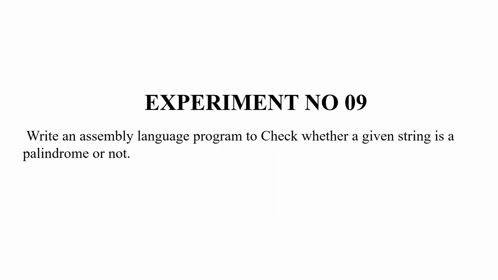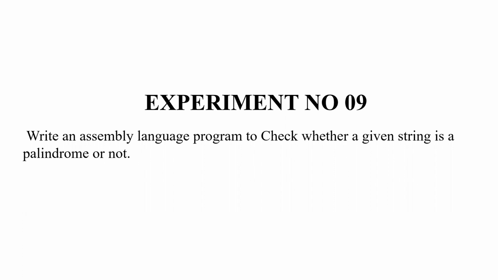So what exactly does palindrome mean? If you take one string and reverse it, both strings should be the same, except the middle one. So we'll see this with the help of assembly language programming, as well as the code, the explanation of each line of code, the execution, and the expected standard output.